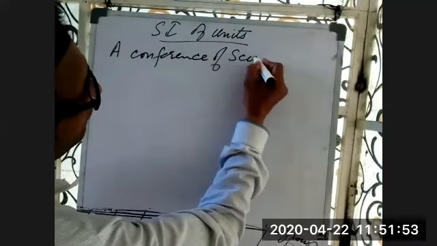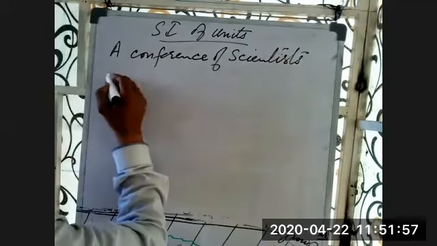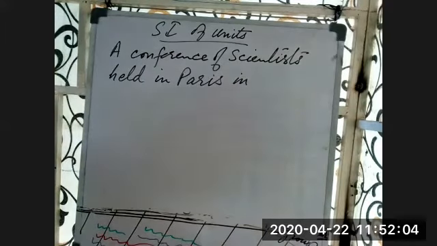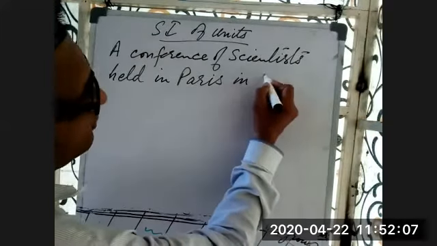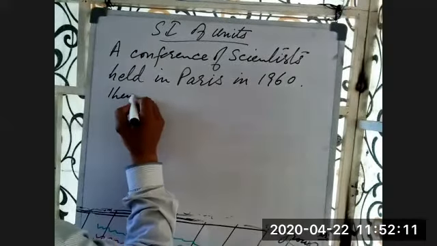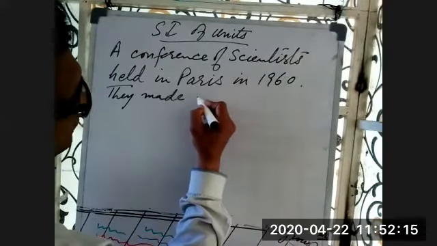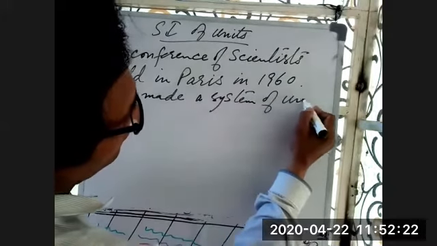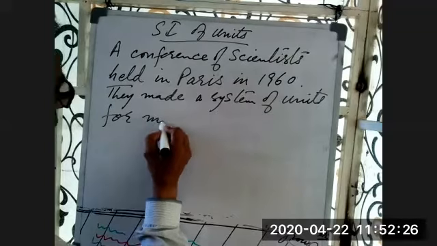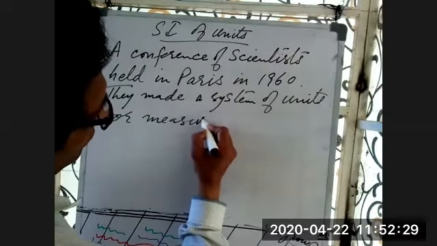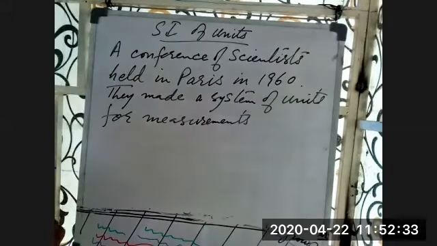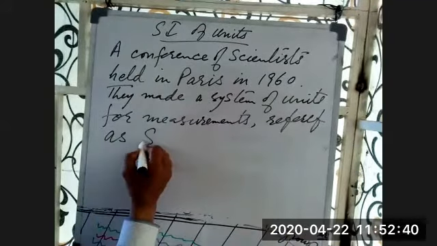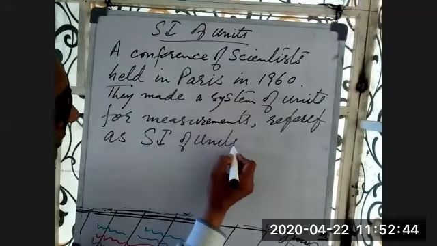Scientists held a conference in Paris, where in 1960 they made a system of units for measurements, referred to as SI of units.